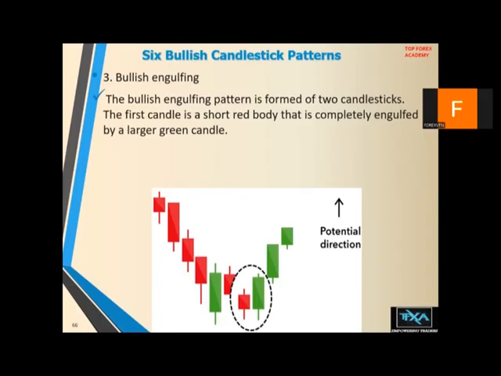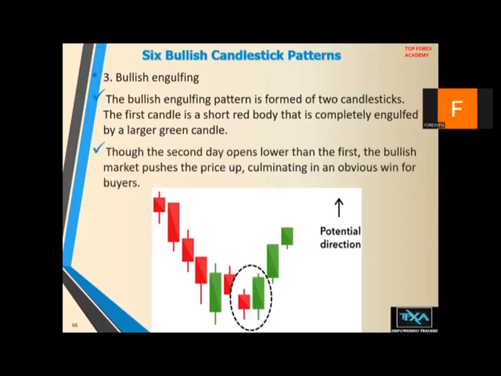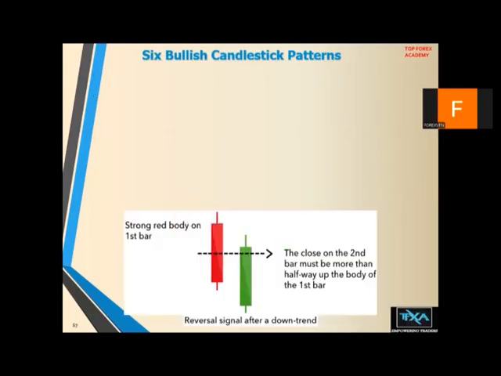The bullish engulfing pattern is formed of two candlesticks. The first candle is a short red body that is completely engulfed by a larger green candle. Now we are imagining that the first candle is a day candle and the second candle is a day candle, so we are on a daily time frame. So I will assume that though the second day opens lower than the first, the bullish market pushes the price up, culminating in an obvious win for buyers.